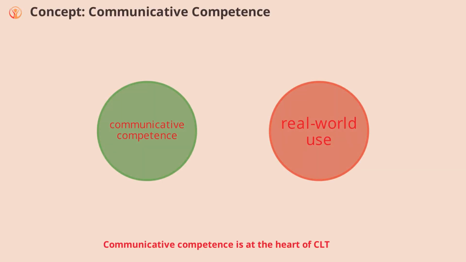Communicative competence is at the heart of CLT. It refers to the ability to use language appropriately and effectively in various social contexts. This goes beyond knowing grammar and vocabulary. It includes understanding cultural norms, using language for different purposes, and adapting to different situations. Developing communicative competence is essential for real-world language use.